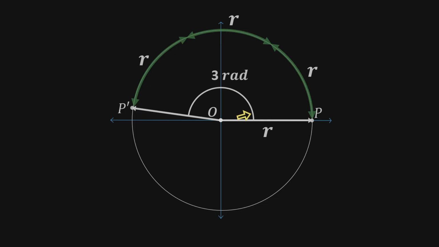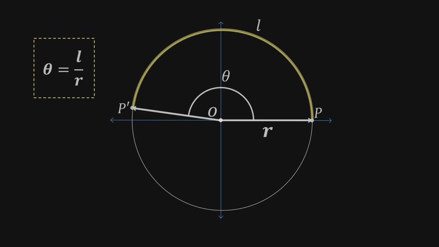This means that the total angle in radians is just the number of radius-sized pieces that fit into our arc length. So to find the angle theta, we simply take the total arc length, let's call it L, and divide it by the radius r. From this pattern, we get the fundamental formula for measuring angles in radians. Theta equals L divided by r.